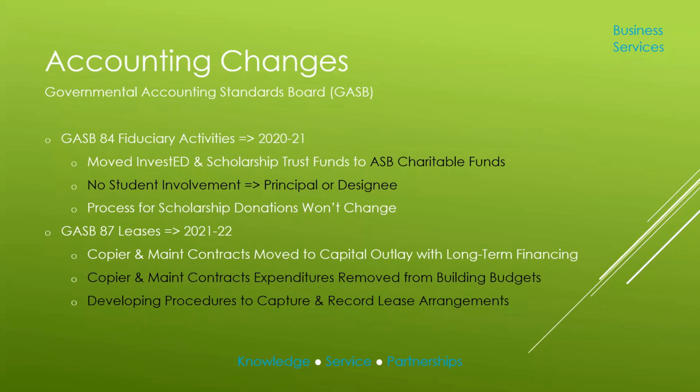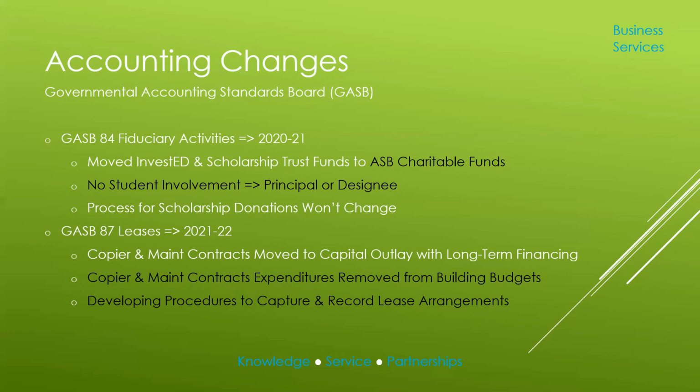I alluded to this earlier, but I do have some accounting changes to share with you. The Governmental Accounting Standards Board, or GASB, made some changes that you need to be aware of. We had to implement GASB 84 fiduciary activities for our 2021 school year. Basically, it moved InvestEd and scholarship trust funds to ASB charitable funds. So they came out of Fund 70 and into Fund 40.